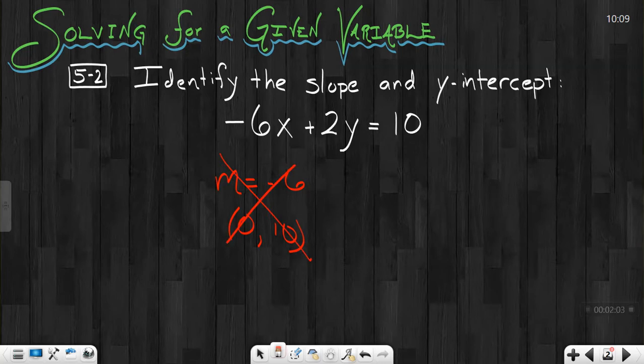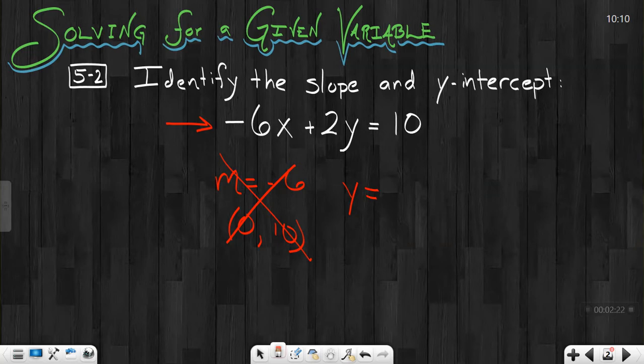Notice it does not start with y equals. And that's where this lesson really comes into play, because we want to be able to take equations like this that are not in slope-intercept form and get them into slope-intercept form. That means that we need to solve for y. We need to have them say y equals, and everything else needs to be on the other side.